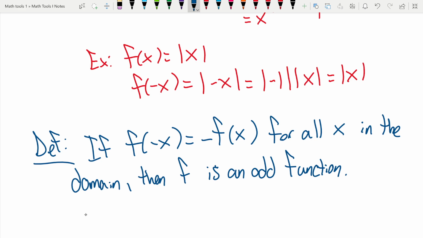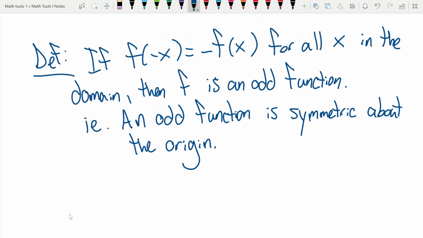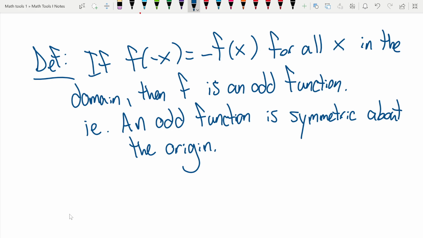Okay. So, in other words, an odd function is symmetric about the origin. Okay. That one's a little bit trickier to visualize. So we're a little bit more reliant on the math on this one.